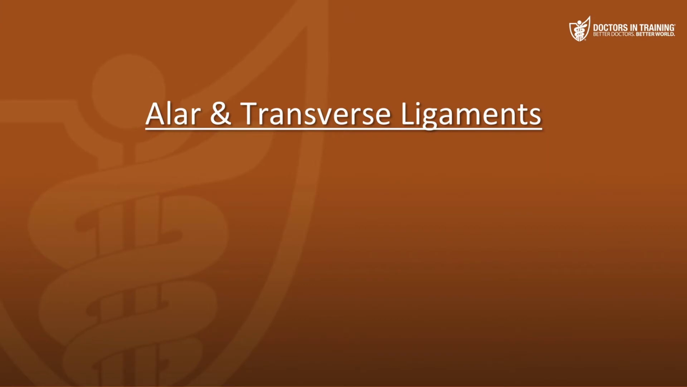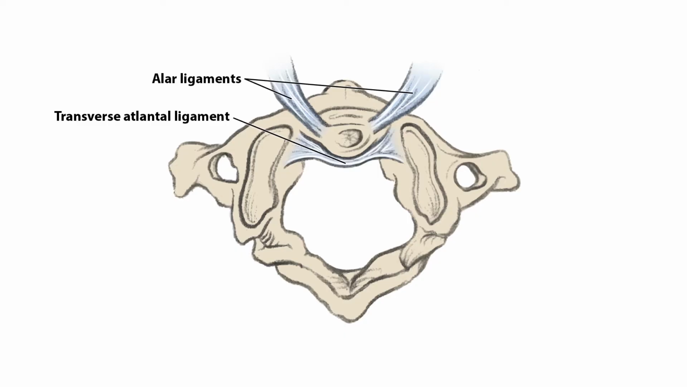Next, we need to talk about some ligaments. The alar and transverse ligaments hold the dens in place. The laxity of these ligaments is associated with rheumatoid arthritis, Down syndrome, and other connective tissue diseases. So you want to be careful, and you obviously want to ask about these conditions before you do any work in this area. You could have subluxation, and that could be deadly.